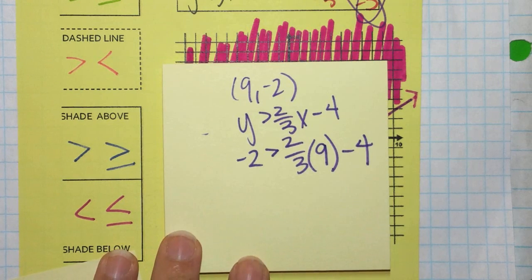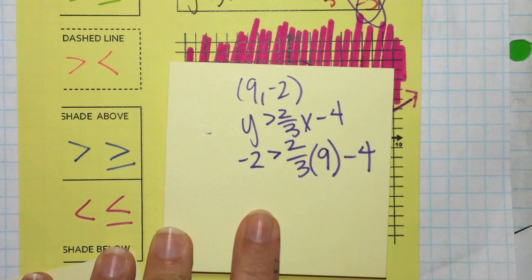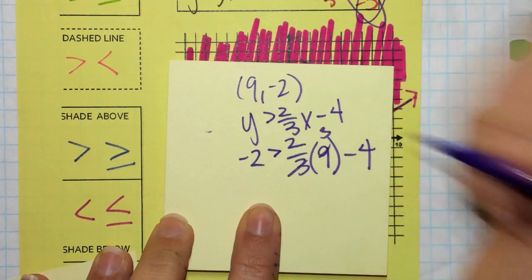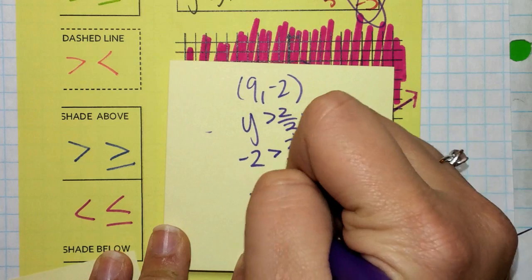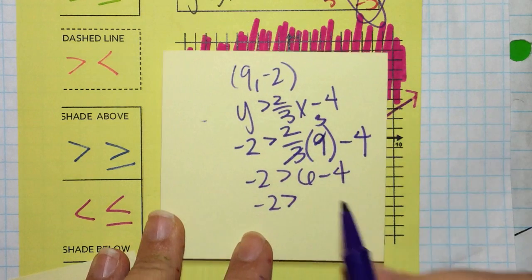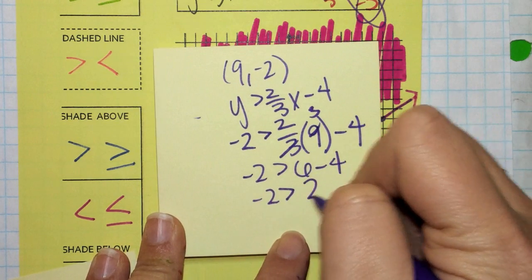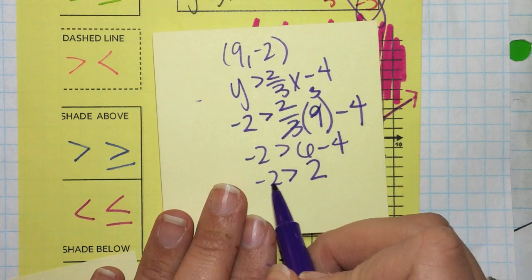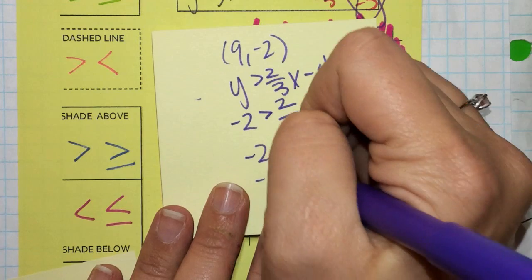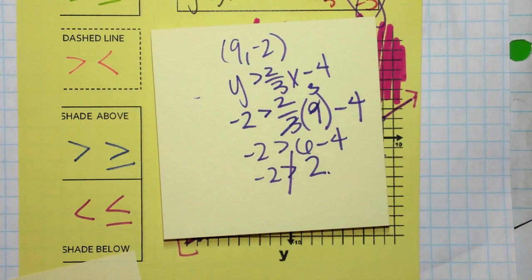All right, so now, how many times does 3 go into 9? 3. And what's 2 times 3? 6. Negative 2 is not greater than 6. So is negative 2 greater than 6? No. It's not true. So that's why those don't work.